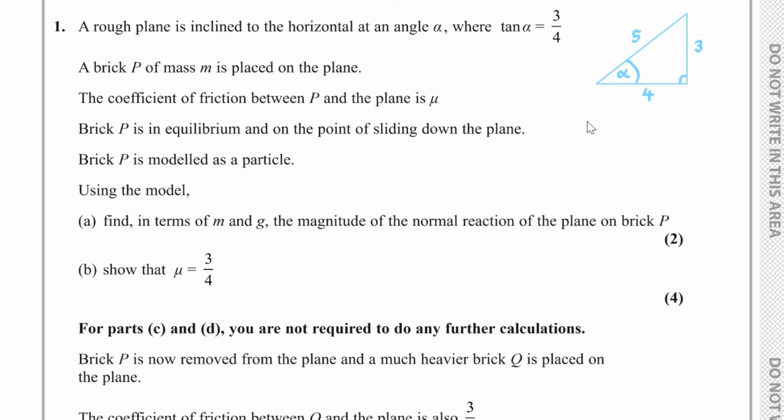So therefore sine alpha is equal to the opposite over the hypotenuse, so we have 3/5. Cos alpha is equal to the adjacent over the hypotenuse, so we have 4/5. We've been given tan alpha to be 3/4, and we know our results are right, because sine over cos is tan. 3/5 over 4/5 is 3/4.